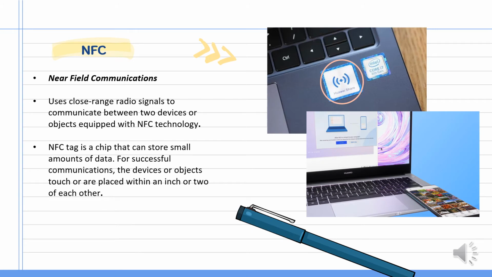And the last one is NFC. It stands for Near Field Communications. It uses close-range radio signals to communicate between two devices or objects equipped with NFC technology. An NFC tag is a chip that can store small amounts of data. For successful communications, the devices or objects touch or are placed within an inch or two of each other.